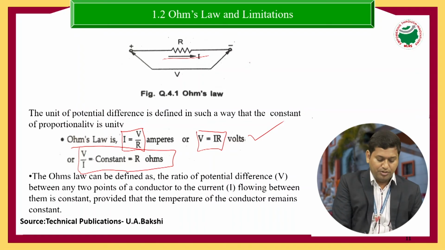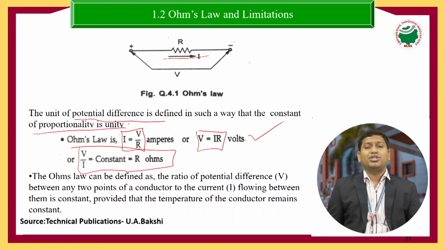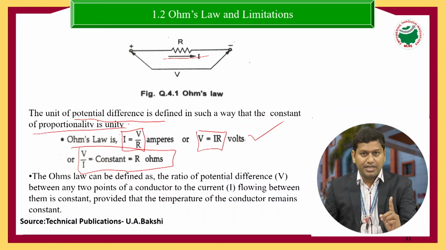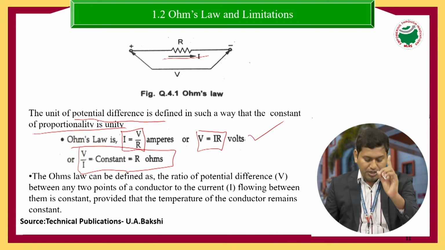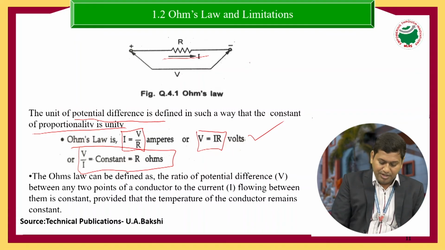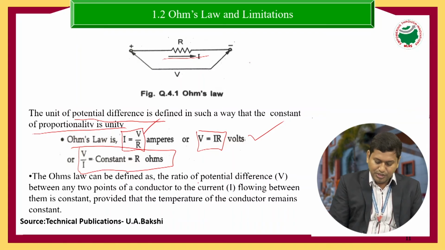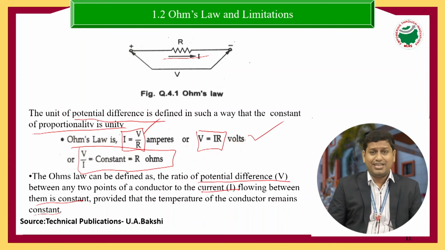The point to be noted here: the unit of potential difference is defined in such a way that the constant of proportionality is unity. Ohm's law is defined as what? I can say that it is a ratio. The ratio of the potential difference between two points of a conductor to the current flowing between them is constant, provided the temperature of the conductor remains constant.